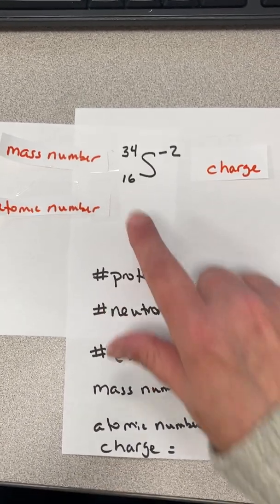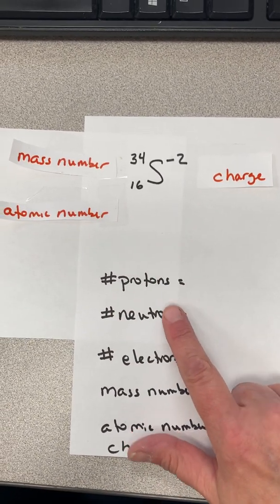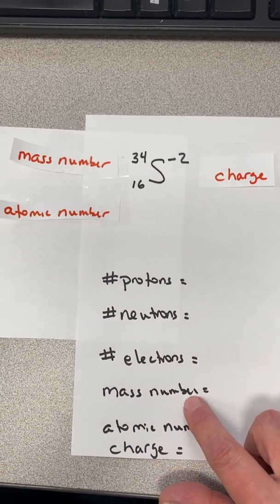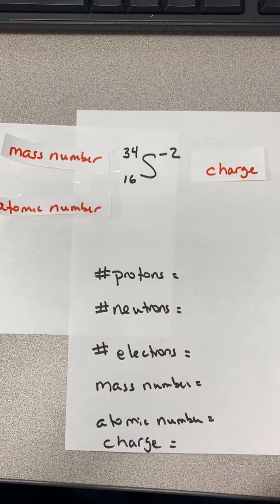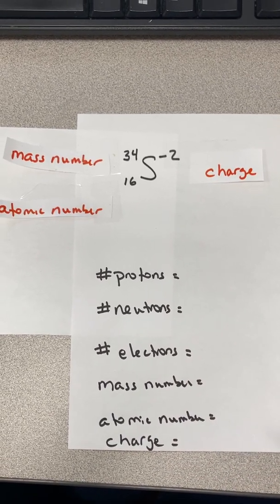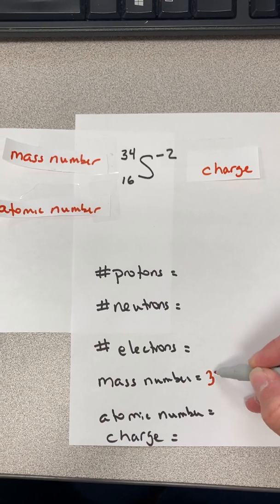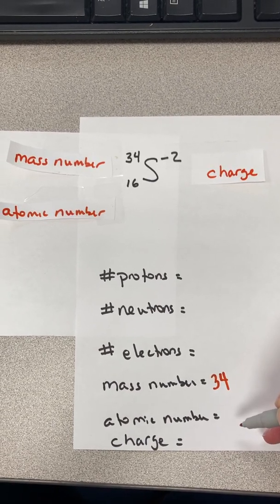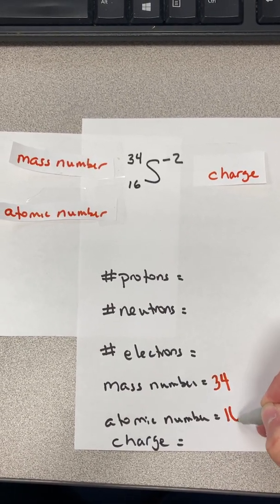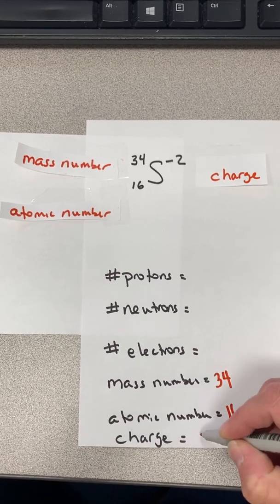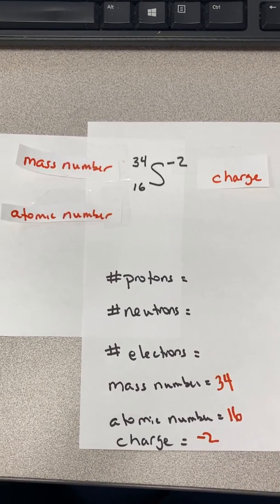So let's talk about doing our work now. Number of protons, neutrons, electrons, mass number, atomic number, and charge. Some of these we can put down right away. We know the mass number is 34. We know the atomic number is 16. We know the charge is -2.